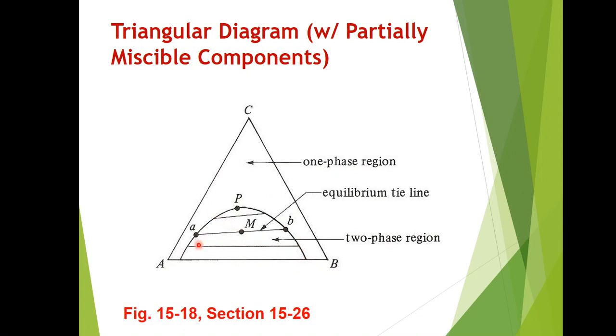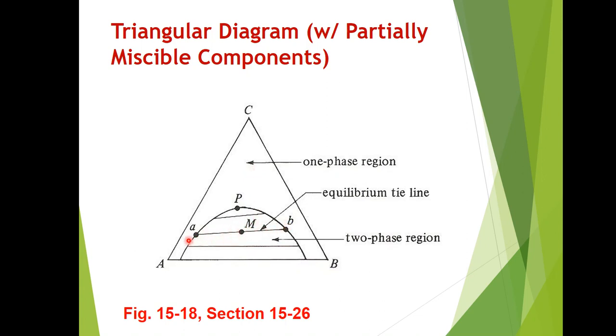In here you have a two phase region. The reason why you have a two phase region is because you have partially miscible components, meaning not all components A, B, and C are completely miscible with each other. There are components which are only partially miscible with each other. So in this case, you will have this particular region consisting of the two phases that are not completely mixed and this particular region which is completely mixed. This is the tie line.